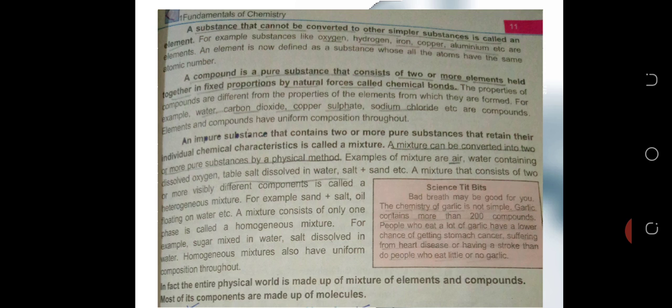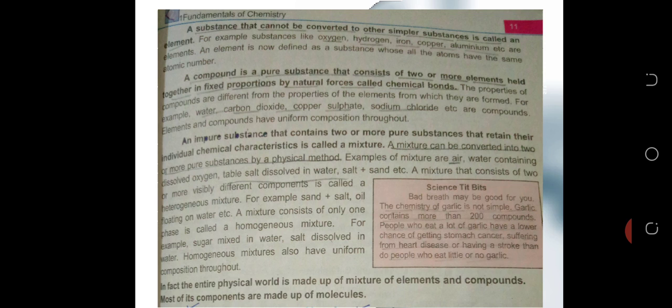The properties of compounds are different from the properties of the elements from which they are formed. The most common example is water. The characteristics of water are totally different from the characteristics of oxygen and hydrogen. Water is made from hydrogen and oxygen, but the characteristics of water are totally different from hydrogen and oxygen.